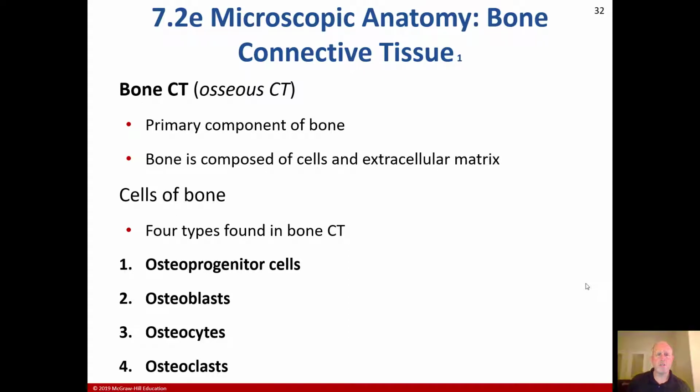All right, we're now going to talk about the skeletal system, section 2, part E, on microscopic anatomy and bone connective tissue. Bone connective tissue, also known as osseous connective tissue, is the primary component of bone. It's composed of cells and extracellular matrix. There are four types of cells found in bone connective tissue: the osteoprogenitor cells, osteoblasts, osteocytes, and osteoclasts.